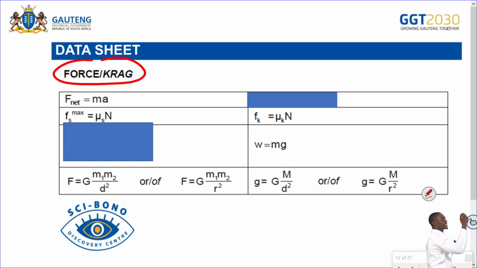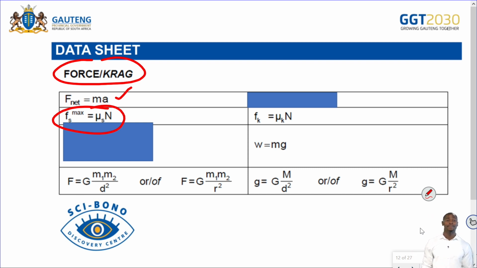Force. So when you're dealing with forces, you need to focus on these equations when you're dealing with problems, all right? So this is the equation, F net equals m a. We're not expecting learners to write F equals m a. It should be F net, which is the sum of the forces, equals mass times what? Times acceleration.